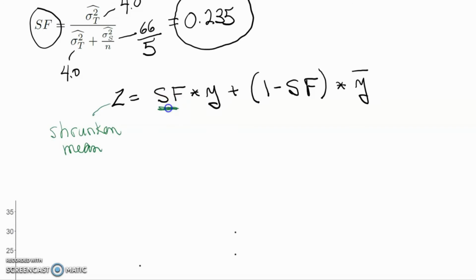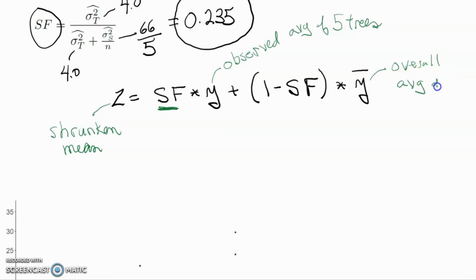SF is what we've got here. Y is going to be the observed average of the 5 trees associated with any one parent. And Y bar is going to be the overall average of 25 trees.